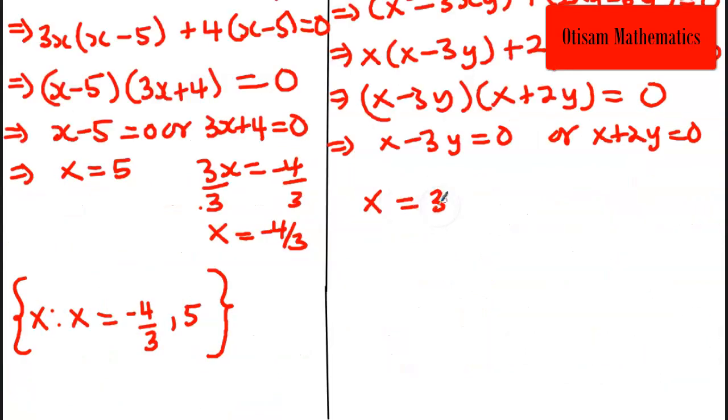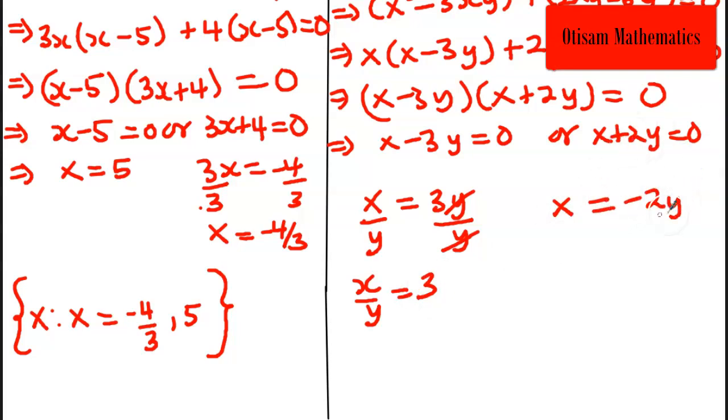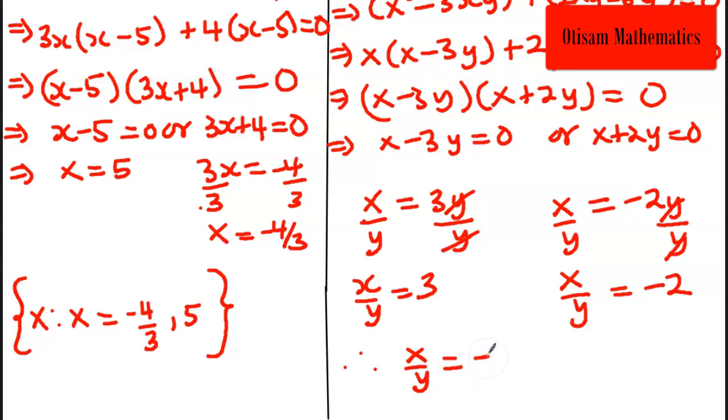X will be equal to 3y. And then we have to find x over y, so we divide both sides by y. So this y will cancel, and we have x over y to be 3. For the other case, x will be equal to, sending this one to the right-hand side, minus 2y. Since we want x over y, this y will cancel. We have x over y. So therefore, x over y will be equal to minus 2 and 3.